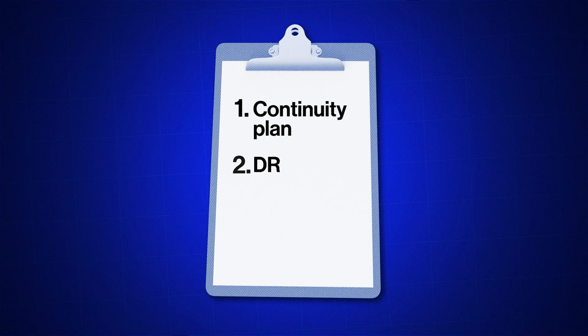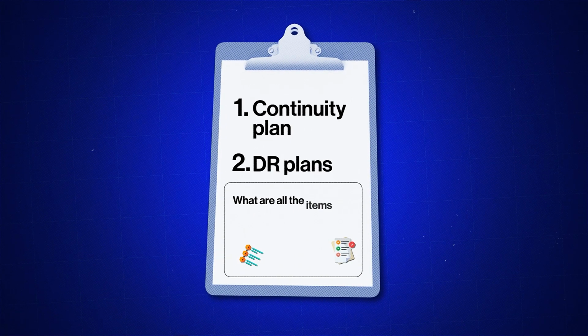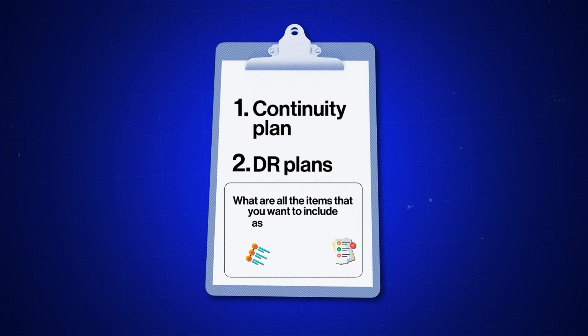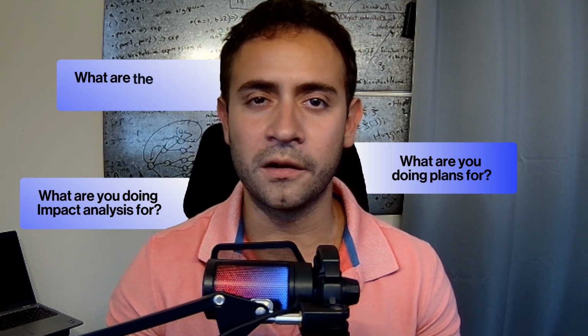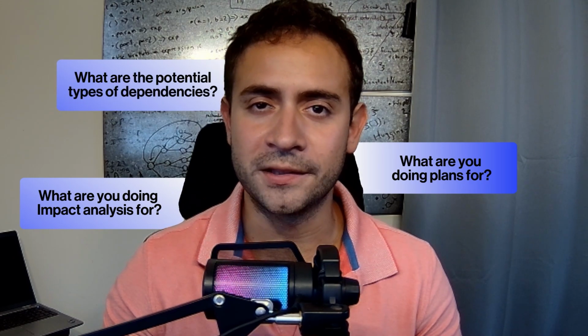So the first one is BCM scope, right? The scope will tell you basically what are all the types of items that you want to do plans for. Continuity plans, DR plans. What are all the items that you want to include as dependencies? Generally speaking, that is the scope for the ServiceNow BCM, right? So what are you doing plans for? What are you doing impact analysis for? And then what are the potential types of dependencies that you might have for anything you're doing impact analysis for?